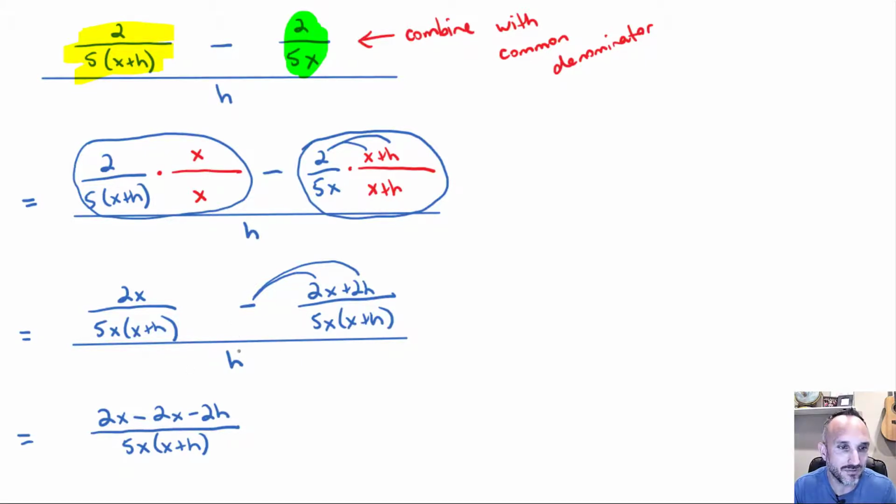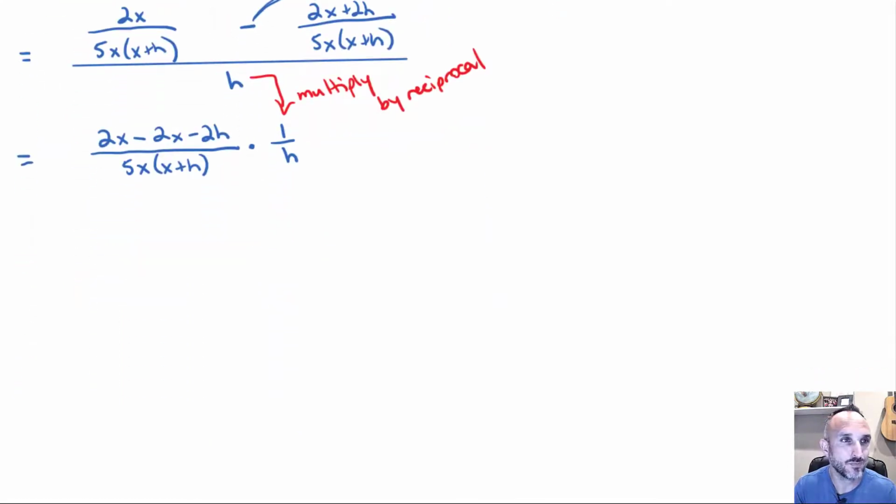So you see how this is dividing by h here. To divide by h is the same thing as multiplying by the reciprocal of h, which is 1 over h. So if you ever want to divide a fraction by something, multiply by its reciprocal. Okay? Alright, so it's getting better. It's getting cleaner. We still have a little work to do.